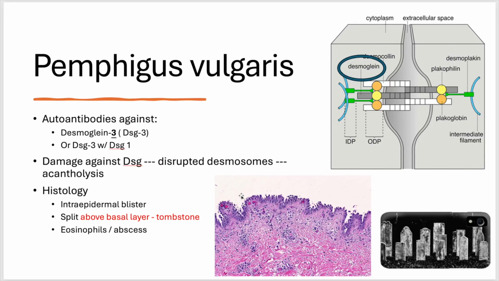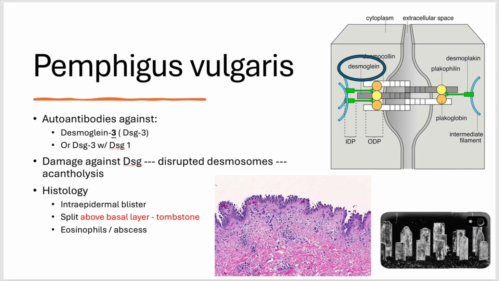They start to acantholyze. Histologically, this split happens right above the basal layer, but do not confuse it with subepidermal separation. This is still inside of the epidermis, so this is still an intraepidermal separation just above the basal layer. Those basal cells stay stuck to the basement membrane zone pretty well, giving you the classic appearance of a row of tombstones, like here. And you will also often see eosinophils floating in the blister.